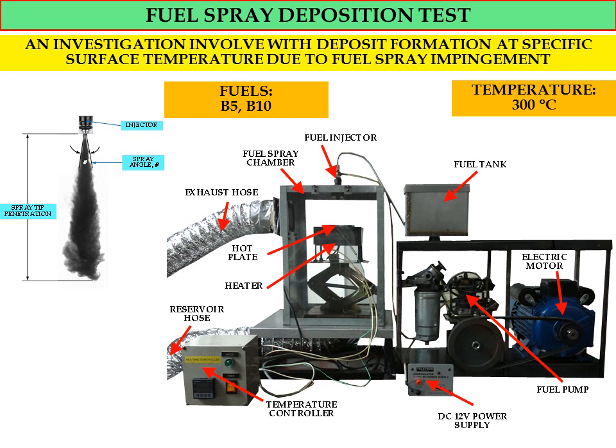Okay, so we have a heater here under the hot plate to provide heat, and this heater was controlled by using a temperature controller to maintain the temperature at 300 degrees Celsius. We have two types of hose: the exhaust hose to suck the vaporized fuel to the surroundings, and the second one, the reservoir hose, to remove the liquid fuel that is released from the fuel spray.